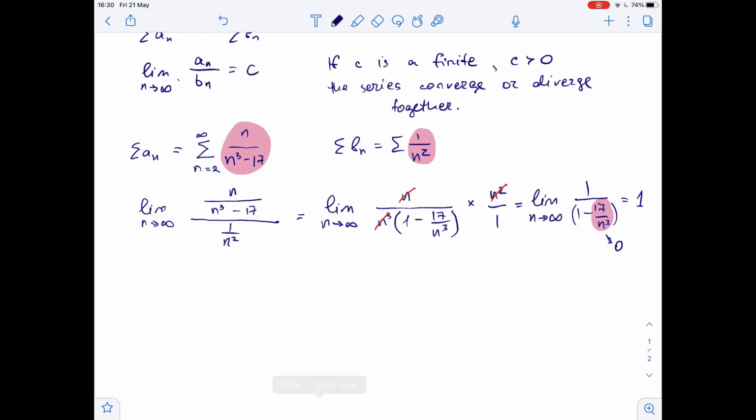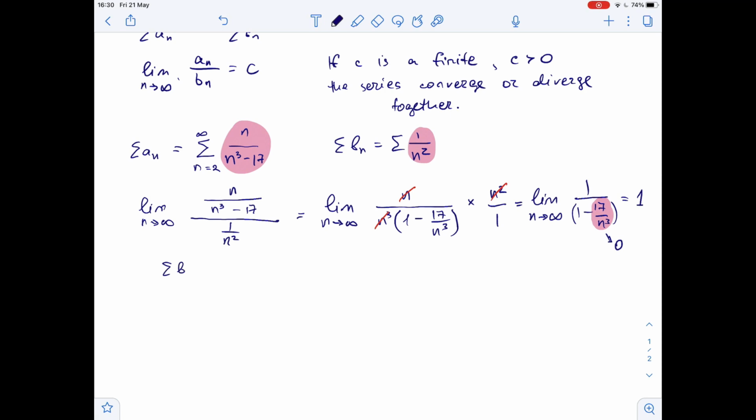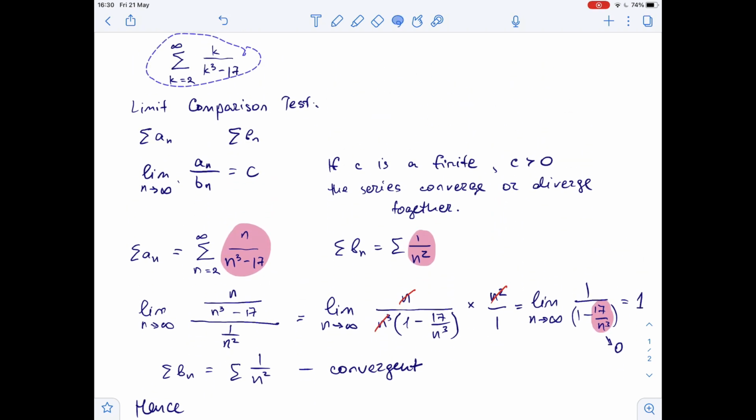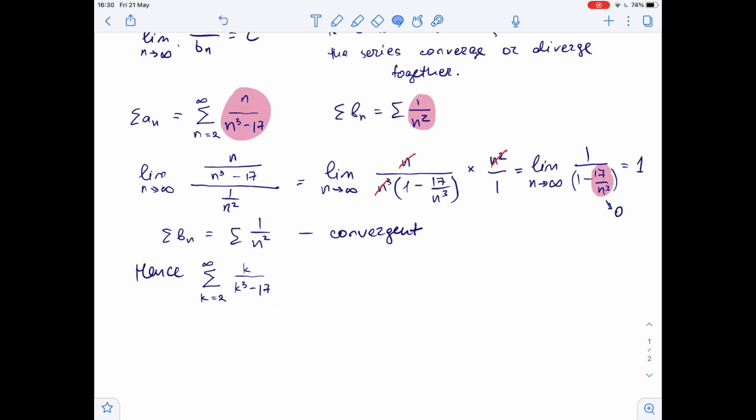Now let's write down our series B again. So b of n is equal to the sum of 1 over n squared. We know that this is a convergent series. Which means that we will write down hence our initial series which was given to us is also convergent.